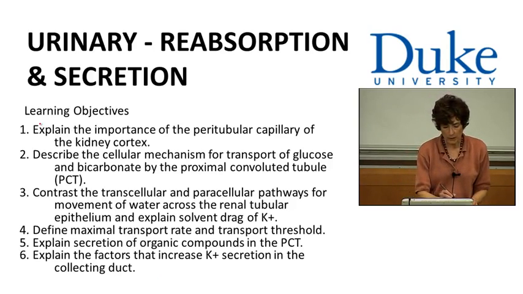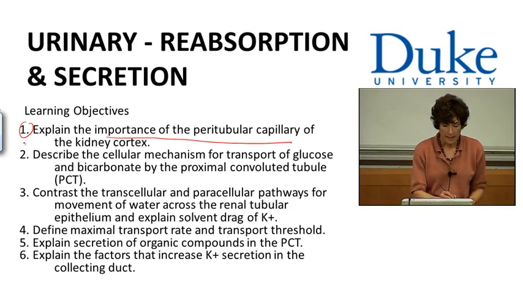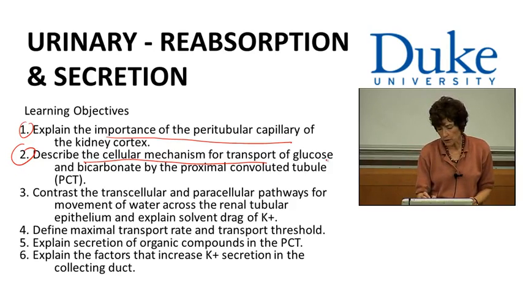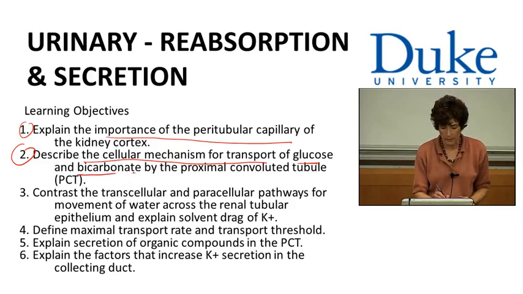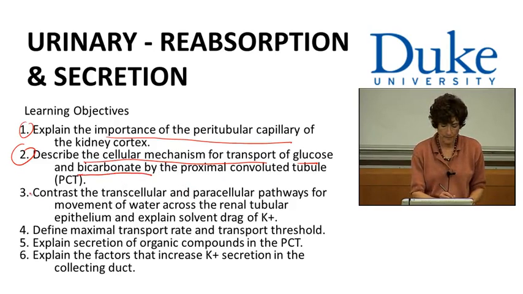So the specific learning objectives are, first, that we're going to explain the importance of the peritubular capillary in the kidney cortex. And secondly, we want to describe the cellular mechanisms for transport of materials from the interior of the tubule, that is, within the lumen, across the cells and into the blood. We're going to use glucose transport as our example, and then very briefly, we'll talk about moving bicarbonate across this system.